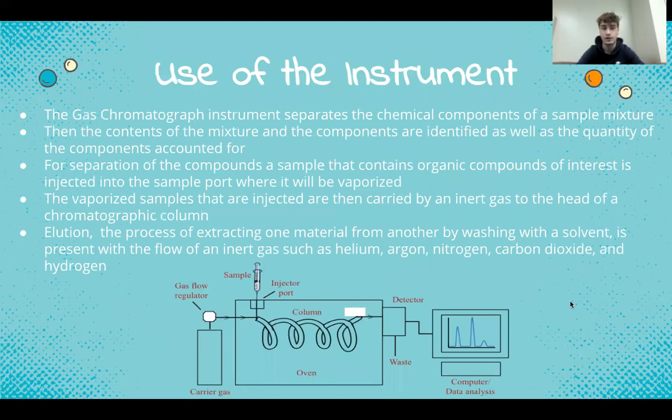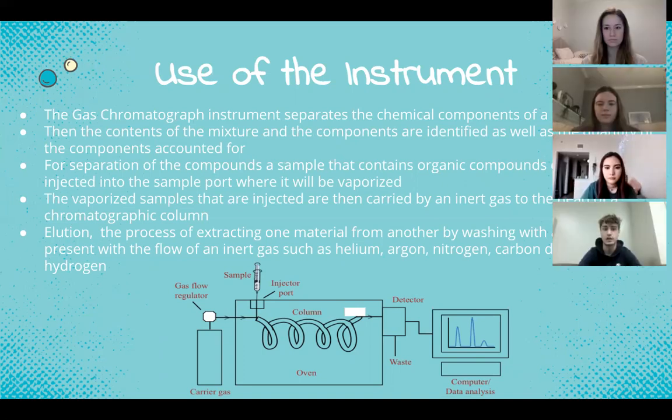So the GC instrument separates the chemical compounds of a sample mixture, like I said in the previous slide. Then the compounds of this mixture, the contents, are all identified. The quantities are identified for them. Once they're all separated, a sample that contains organic compounds of interest is injected into the sample port where it will be vaporized.